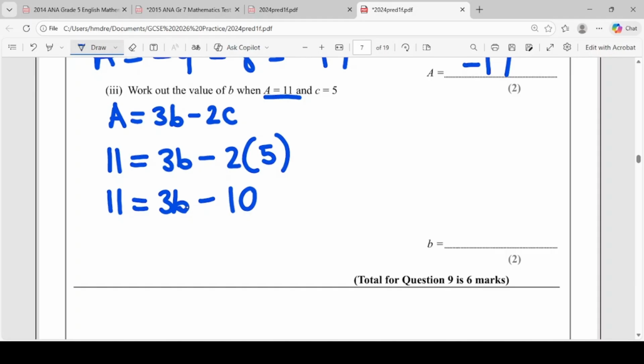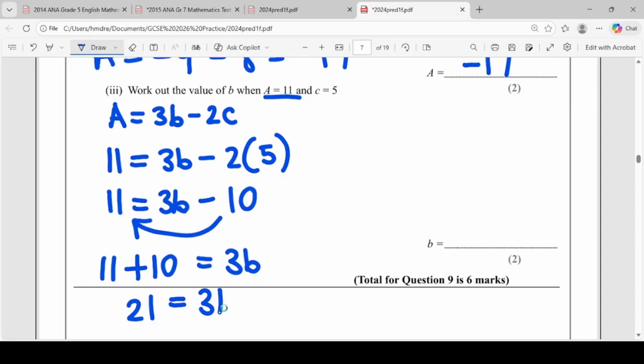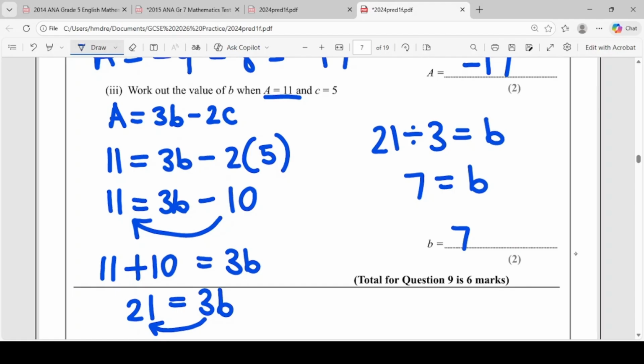We want b by itself because that's what we're solving for. So let's take this 10 across. We were subtracting by 10. When we take it across, we do the opposite. So we add 10. Okay, so 11 and 10, so we get 21 is equal to 3b. We want b by itself, so we're going to take this 3 across. So we were saying 3 times b. That means we're going to divide on the other side. So we're going to say 21 divided by 3 is equal to b. And 21 divided by 3 is 7. So b is 7.